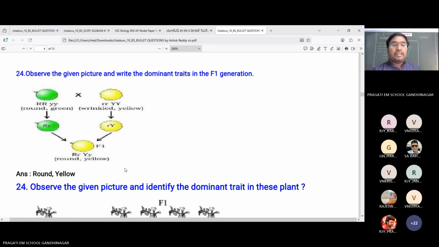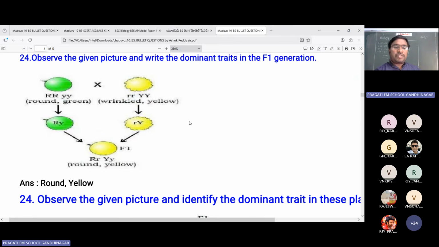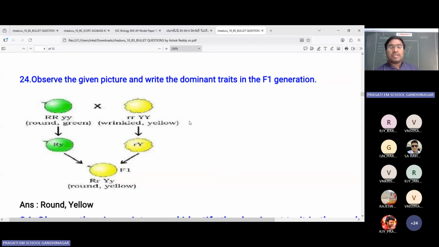Next, a dihybrid cross picture is given here. Observe the picture. This is a dihybrid cross picture, children. Observe the given picture and write the dominant trait in the F1 generation. See, children, what is the dominant trait? Parents are round and green, wrinkled and yellow.